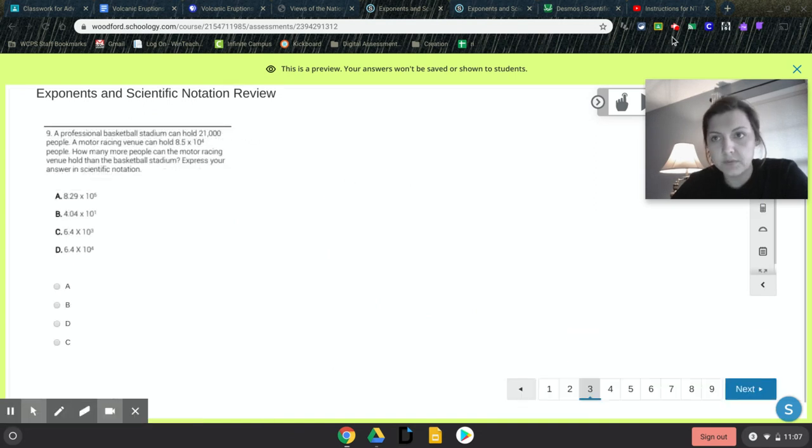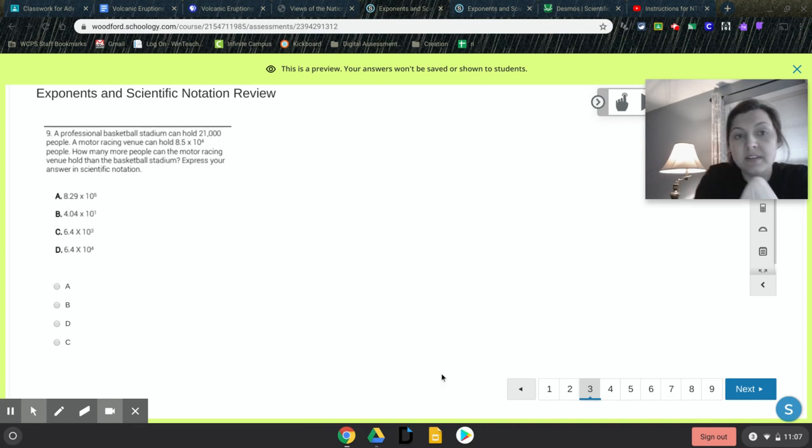The next one we've got here. A professional basketball stadium can hold, this is number 9, by the way, can hold 21,000 people. A motor racing venue can hold 8.5 times 10 to the 4th people. How many more people can the motor racing venue hold than the basketball stadium? You need to put them in the same format, either both in scientific or both in standard, and then subtract.